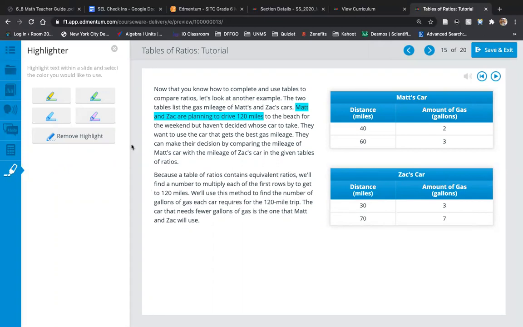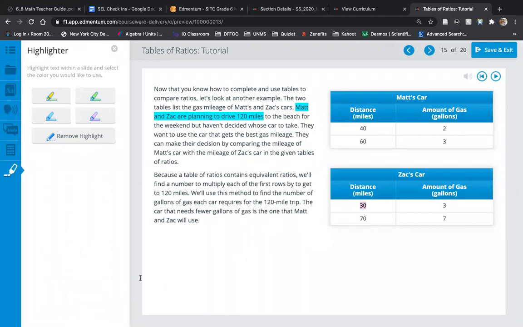So what they're talking about doing here is, okay, I know that Matt's car, if I give it 2 gallons of gas, can go 40 miles. I know that Zach's car, if I give it 3 gallons of gas, can go 30 miles, right? So the 2 cars have different miles per gallon, we can say. They burn fuel at different rates.